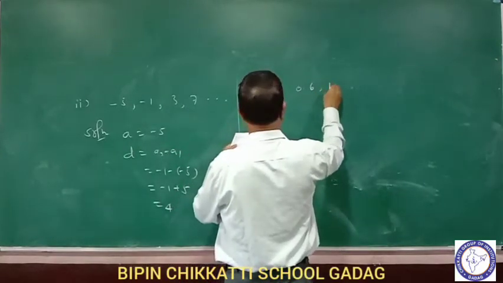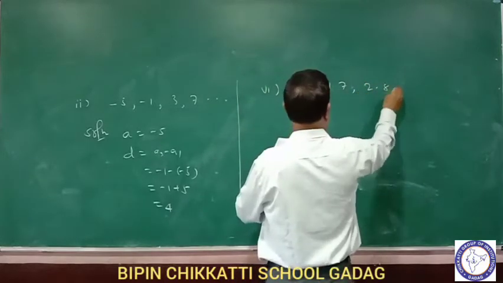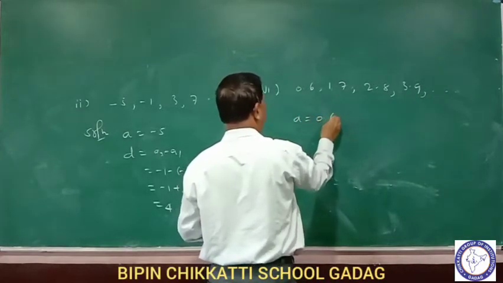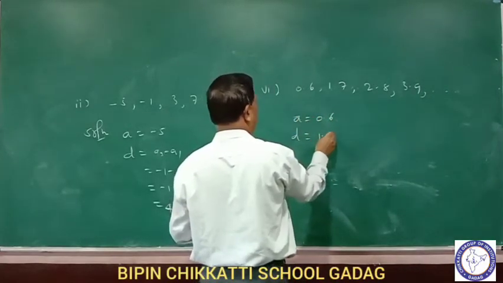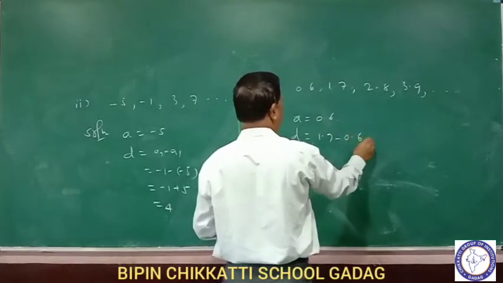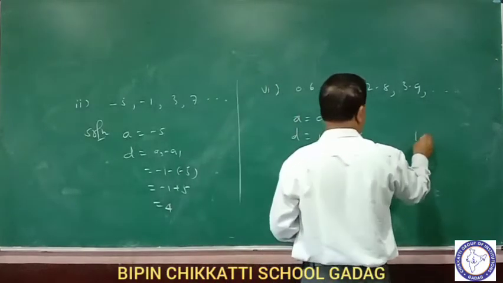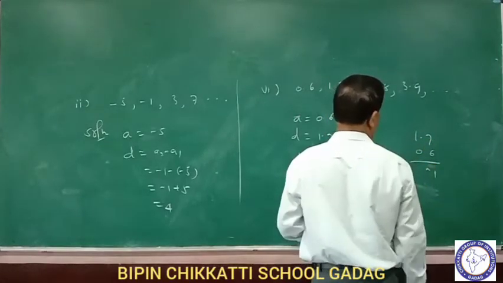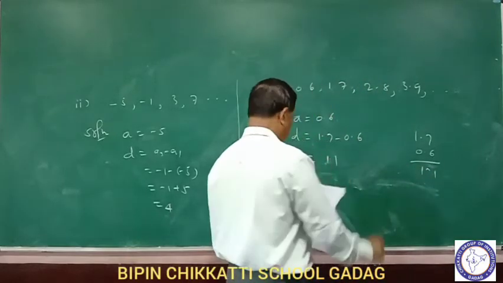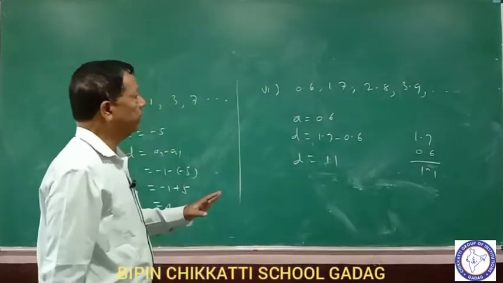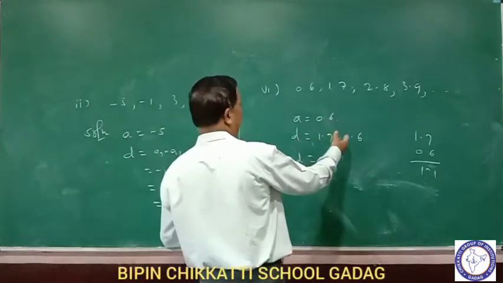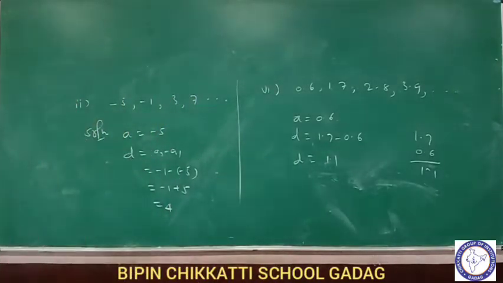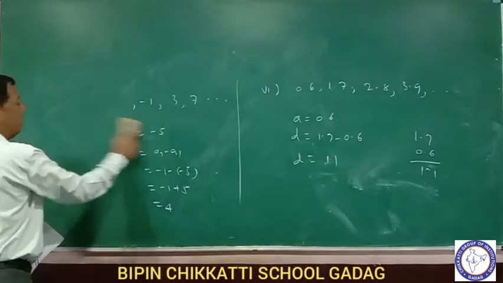0.6, 1.7, 2.8, 3.9. See here also, A is 0.6 and D is 1.7 minus 0.6. You have to try to understand. That comes to 1.1. So the common difference is 1.1. And here you need not write the formula A2 minus A1 or T2 minus T1. Even then you can understand how to find the answer. So this is the end of the fourth one.